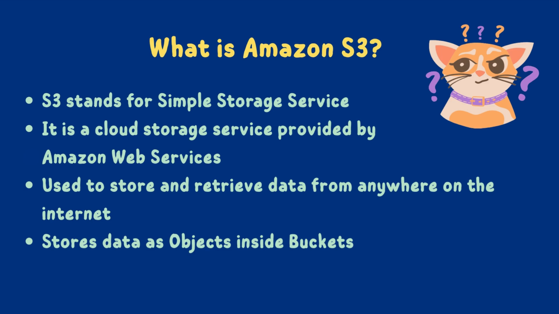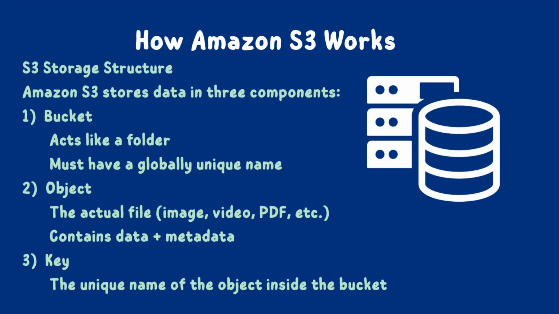Coming to storing data as objects inside buckets, means here files are called objects and they are stored inside a container called a bucket. So files are objects, and here we are saving the files inside the container which is called a bucket. Now we are going to see how Amazon S3 works. S3 storage structure. Amazon S3 organizes data using three main elements.